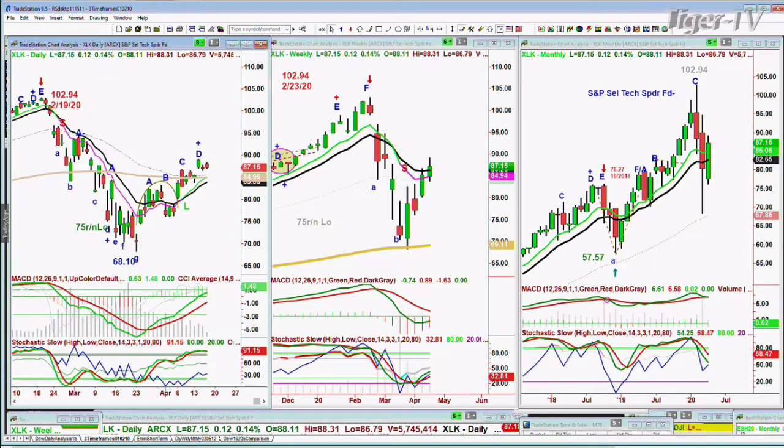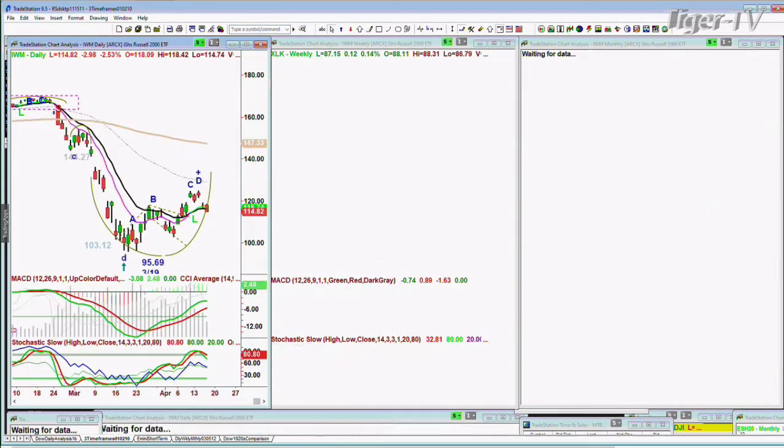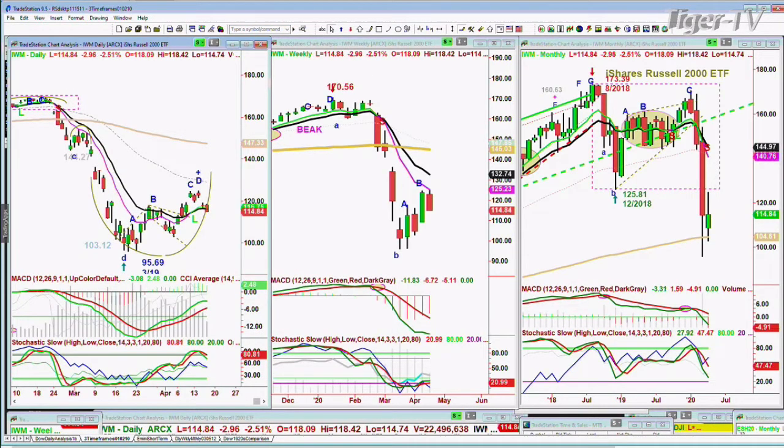All right, now let's go to the IWM. The IWM is trading right now at 114.84, down 2.96. Oh, I should have typed that in while I'm doing this.